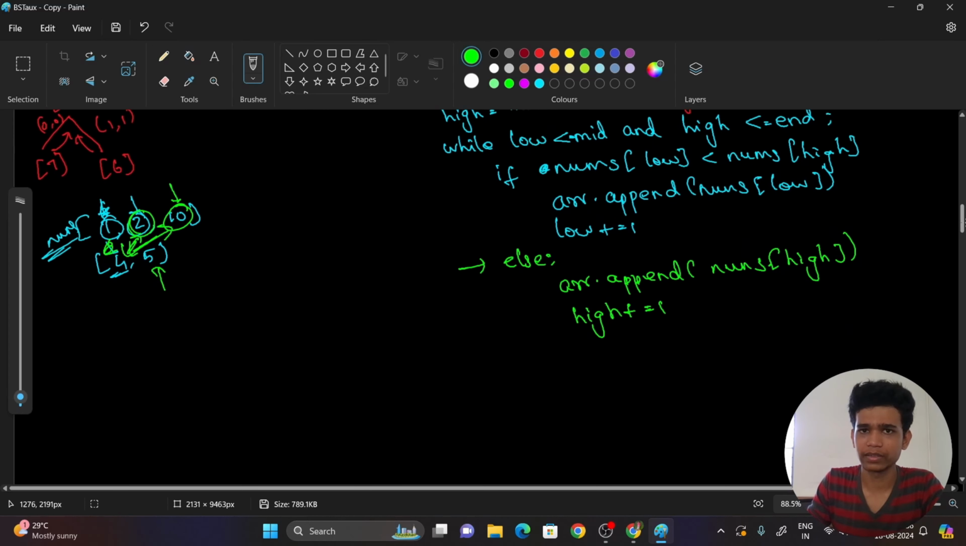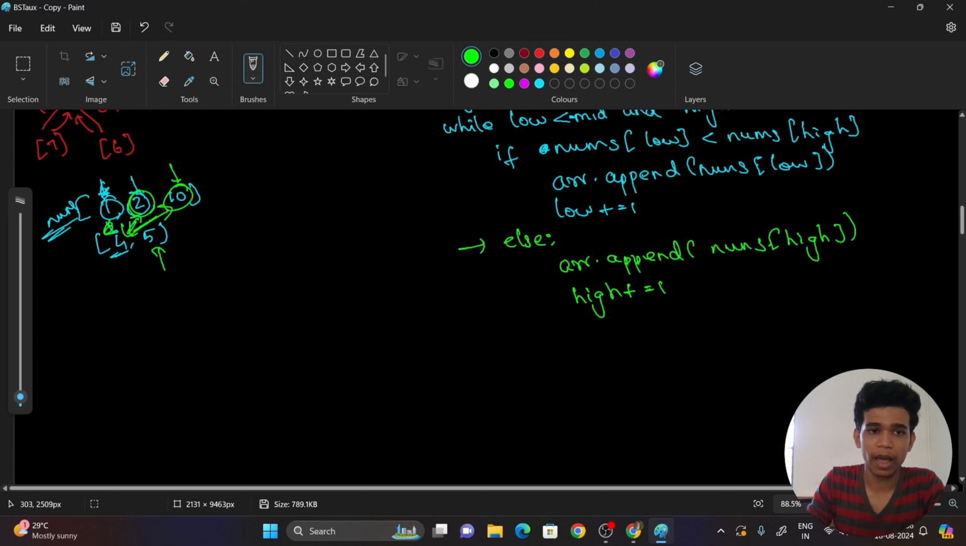Let us understand what it is. I am comparing this 4 and 10. Now what's smaller? This 4 is smaller, so I kept 4. Now I am comparing this 5 and 10. What is smaller? This 5 is smaller. Okay, I kept it, and the pointer goes out of range, right? Now this 10 is not filled, so we are now going to fill the remaining elements.